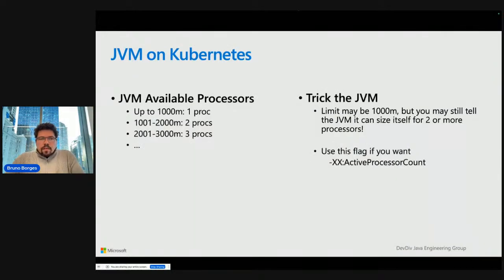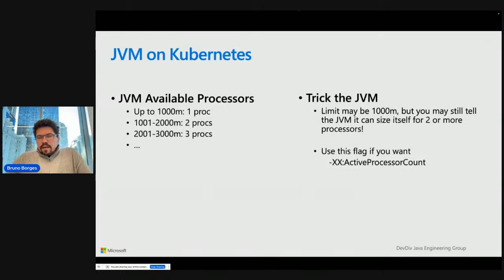Another thing you can consider: when the JVM starts, it will read the CPU limit. If that limit is 1,000 millicore, the JVM understands you have 1 processor. If it is anywhere between 1,001 millicores and 2,000 millicores, it understands it has access to 2 processors, and so on and so forth. But this does not mean that threads will not run in parallel on more than 2 procs. Like I demonstrated before, it might as well run 4 threads at the same time.